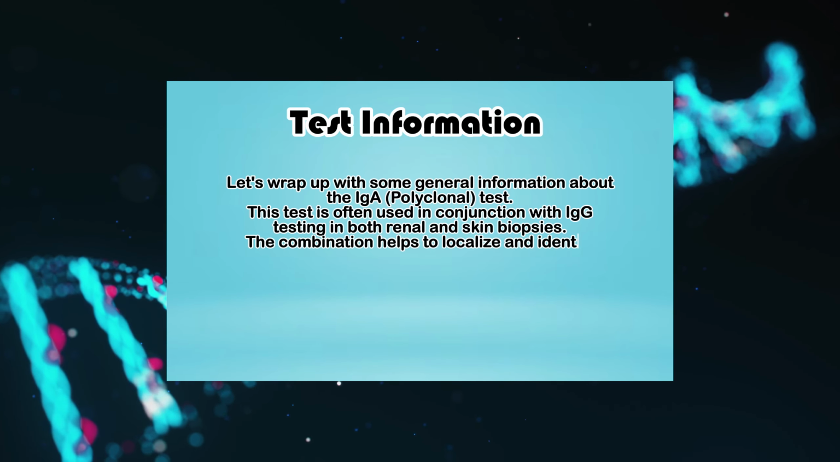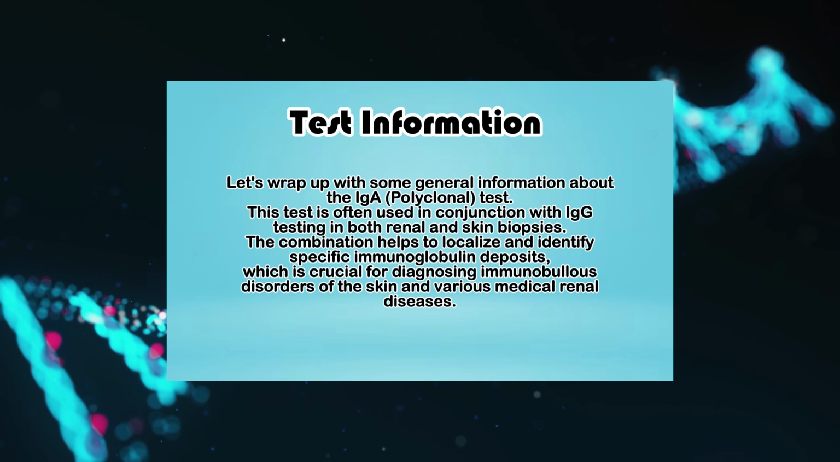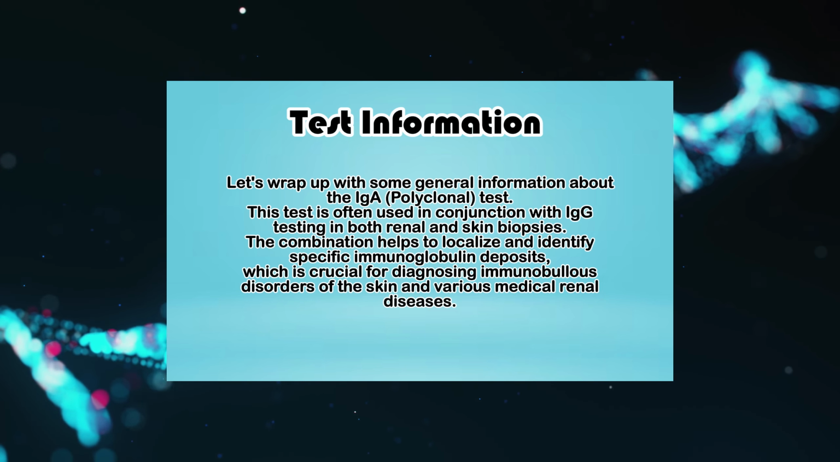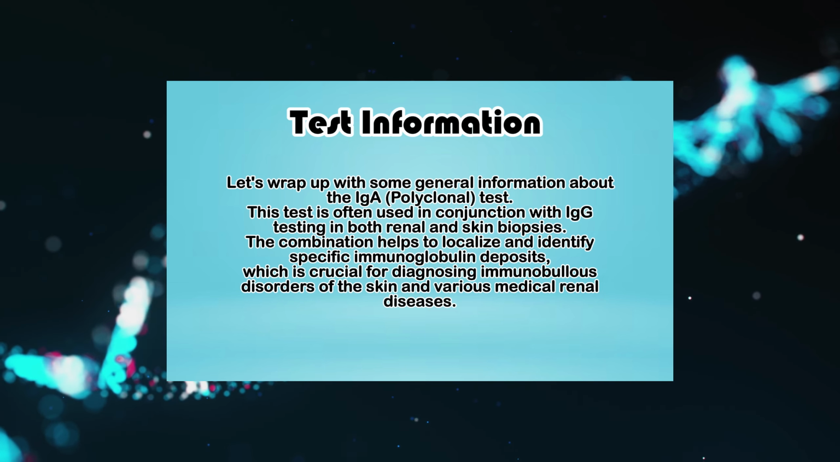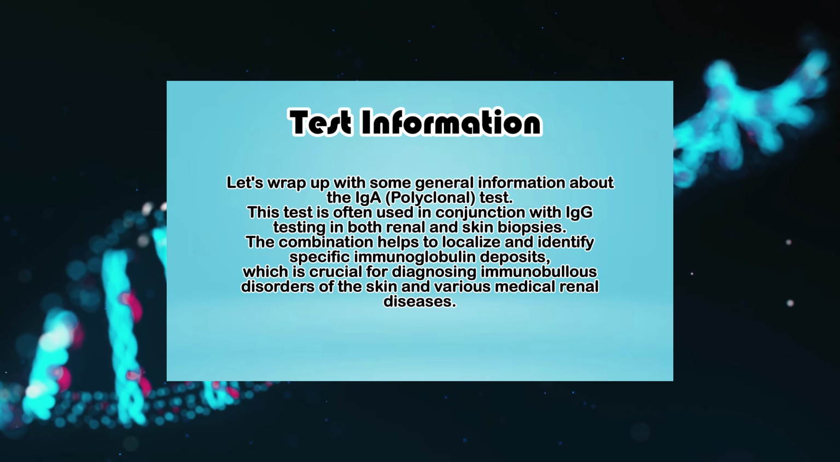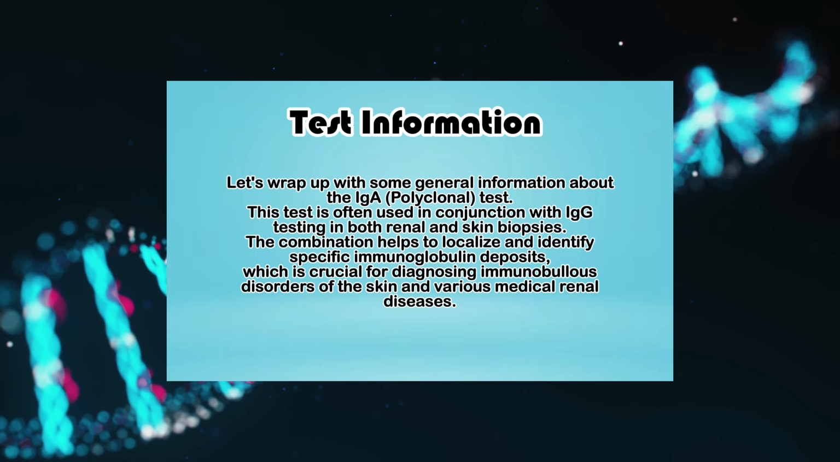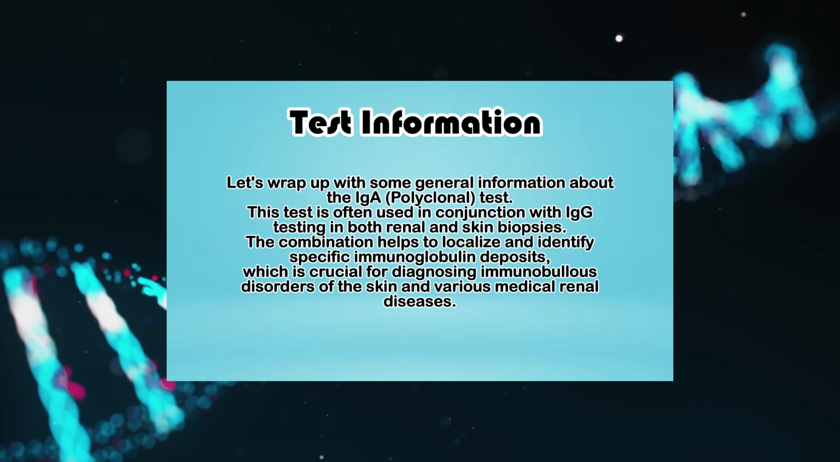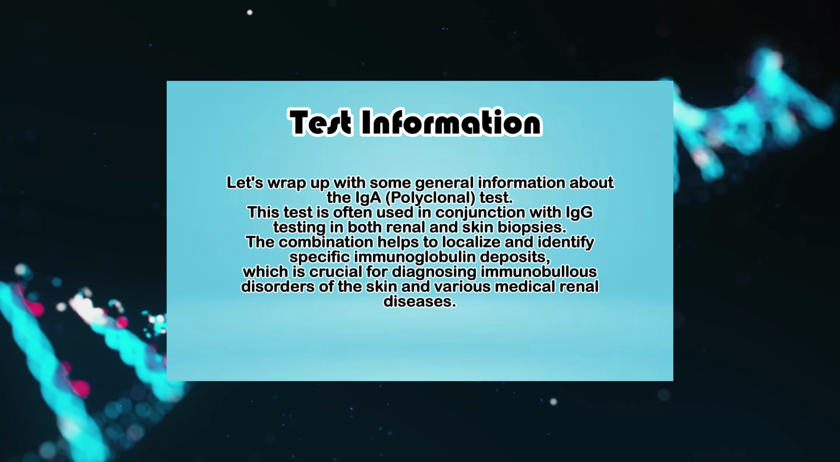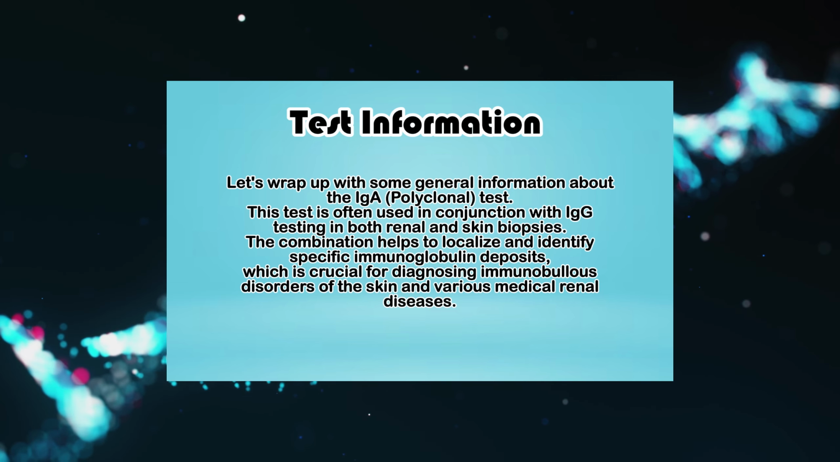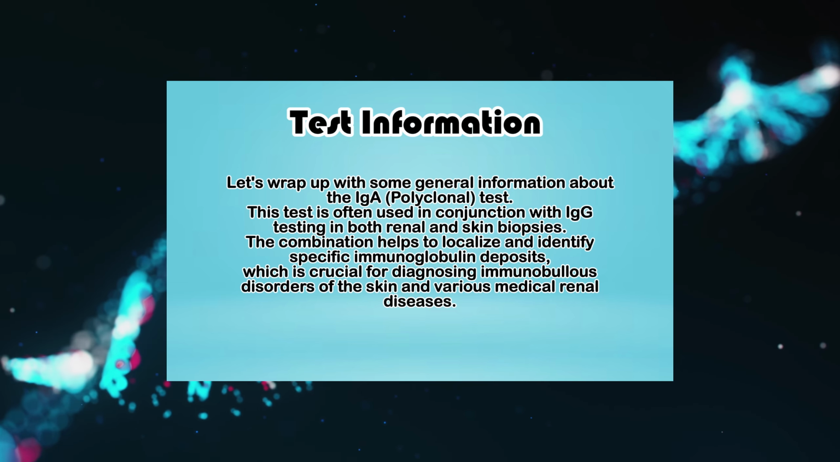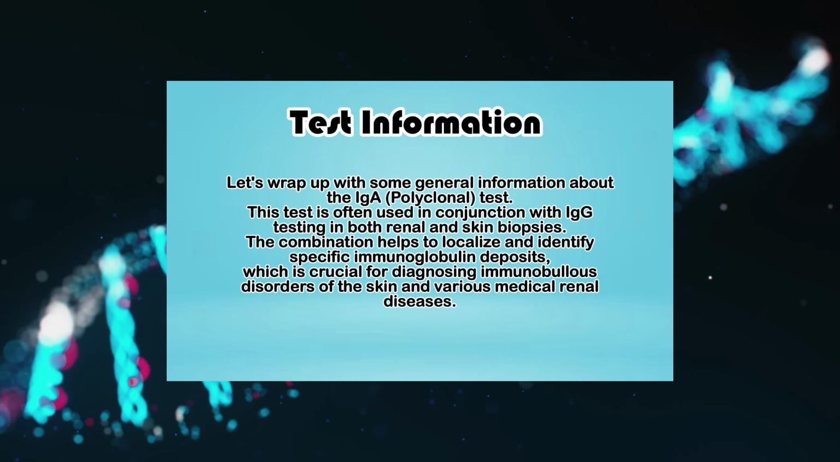General test information. Let's wrap up with some general information about the IgA polyclonal test. This test is often used in conjunction with IgG testing in both renal and skin biopsies. The combination helps to localize and identify specific immunoglobulin deposits, which is crucial for diagnosing immunobullous disorders of the skin and various medical renal diseases.